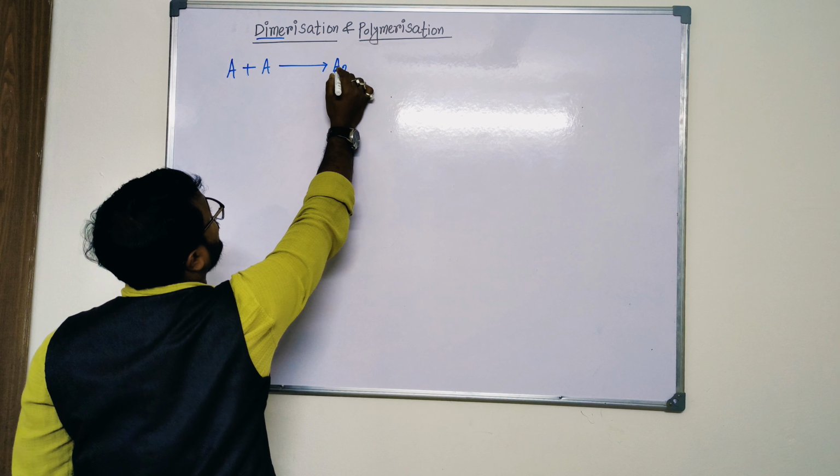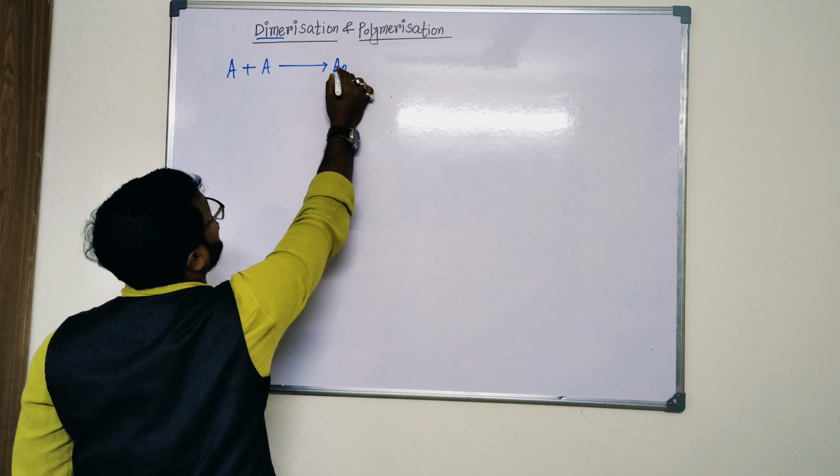Let us consider more than 2, then what will we name it? A plus A plus A. Here it forms A3. A3 is considered a trimer, as 3 atoms are connected and 1 molecule is formed. If 4 are connected, it will be named a tetramer. If 5 are connected, a pentamer.